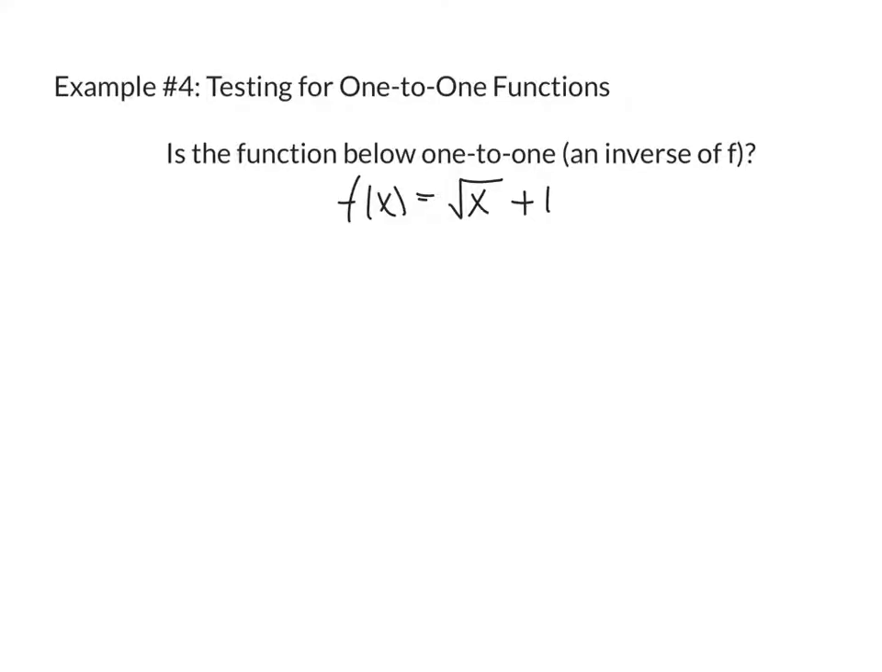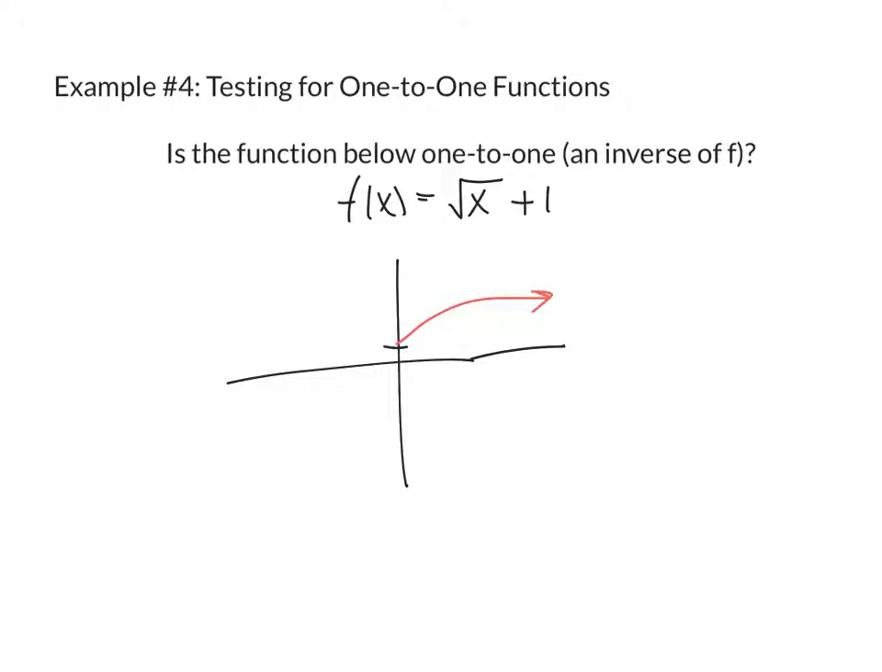All right, so it says, is the function below one-to-one? So just as a sketch, because I know what the sketch resembles. Sorry, that was supposed to be a straight line. It is a square root function that has been shifted up 1. So to sketch it, that function should look something like that.